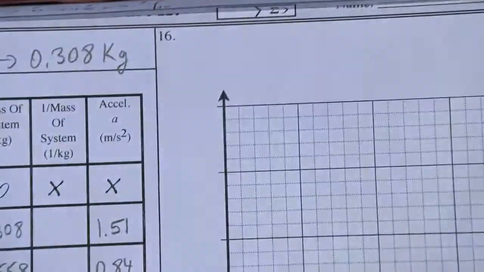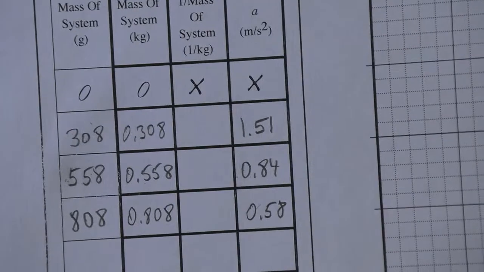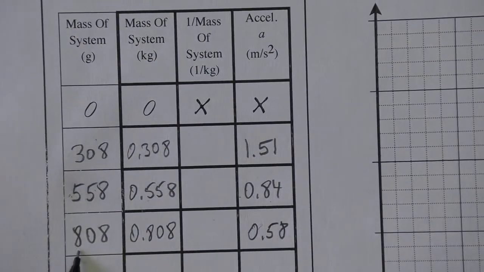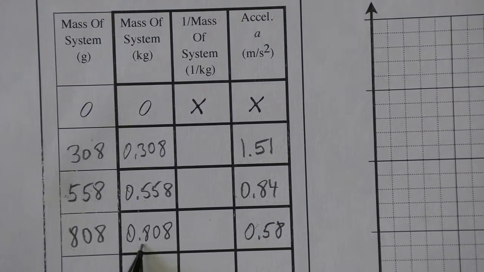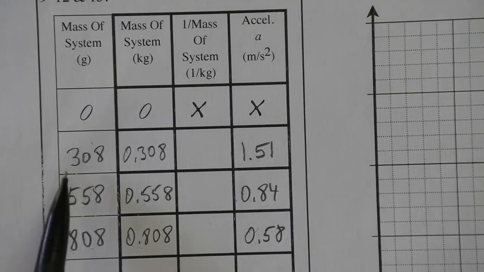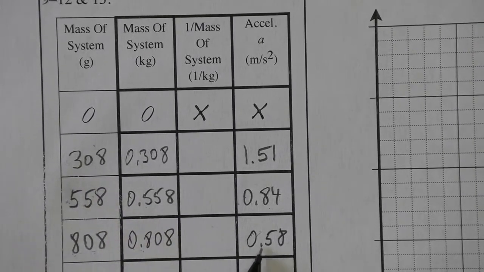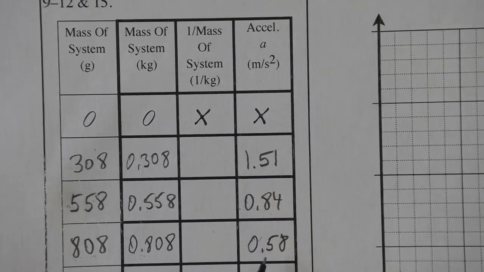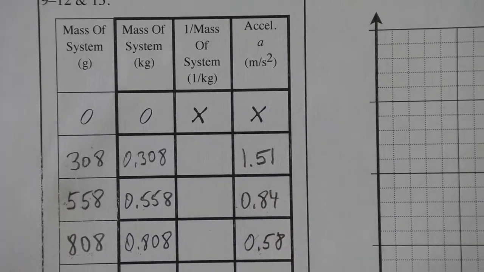Okay, again, oops. You can't see that. Okay, so again, I added another 250 here. That's how I got this number, converted to kilograms. Again, these are going to be your data assigned, or you're going to figure it out based on your assigned mass. And you're also going to get assigned your own acceleration. More mass, even less acceleration.